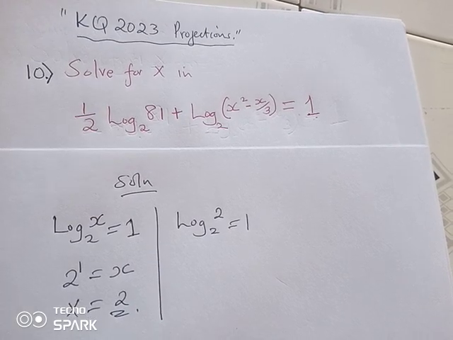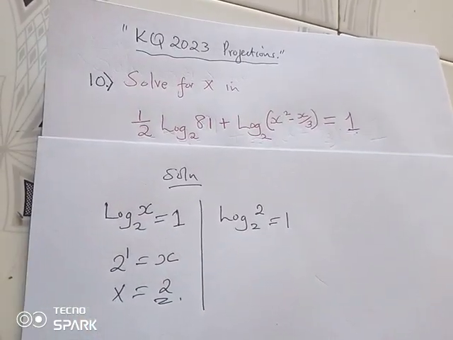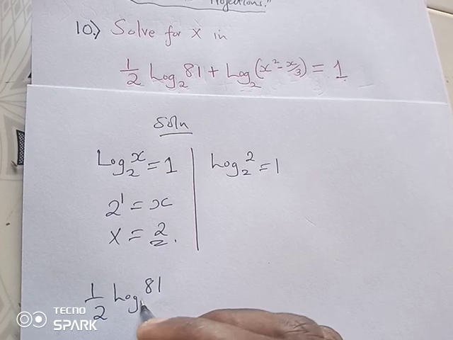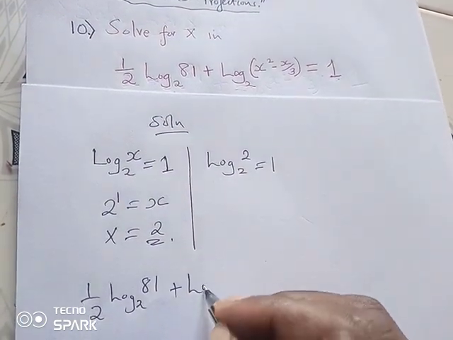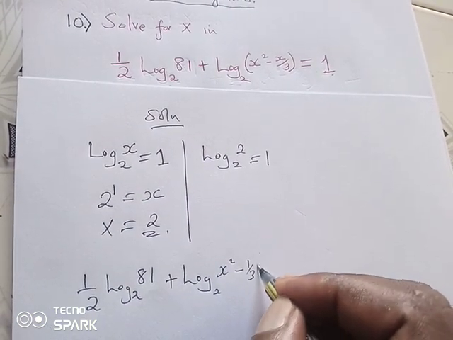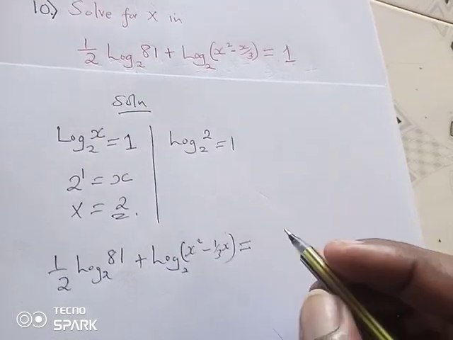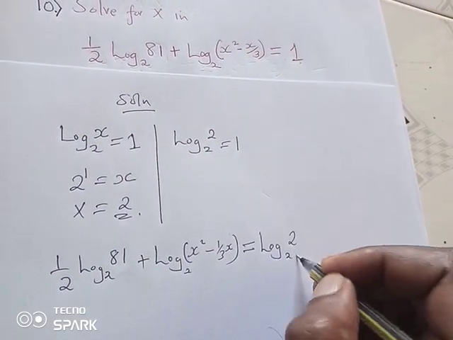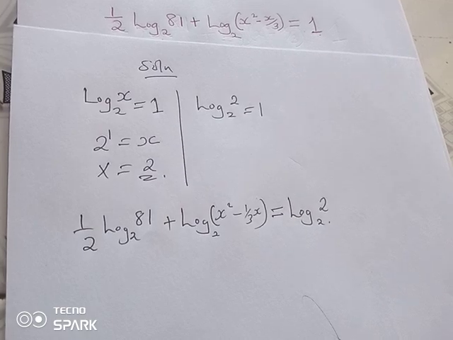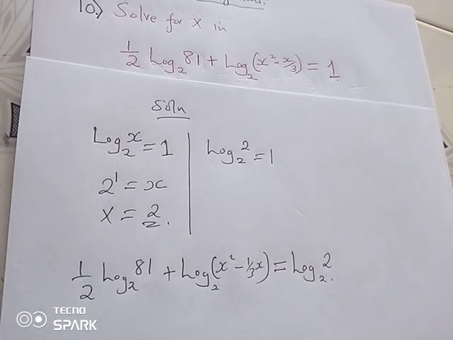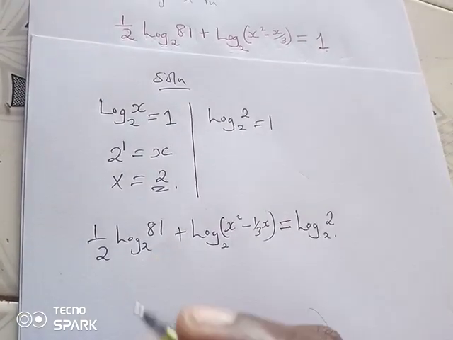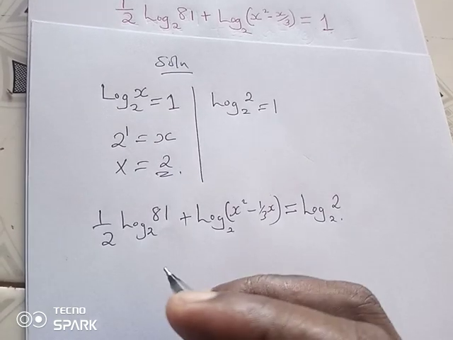So rewriting our equation, we shall be having half of log 81 base 2 plus log base 2 of x squared minus a third x, now equivalent to log 2 base 2. So our equation is now completely in one format, and therefore we go straight to our procedure, where as we solve through, we have to obey the laws of logarithms.